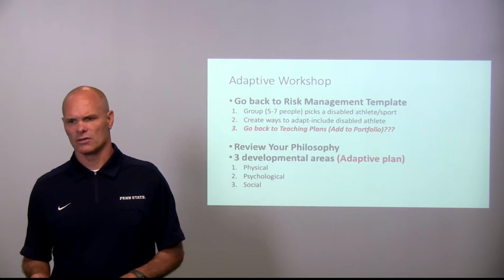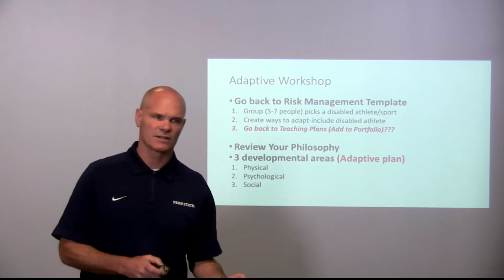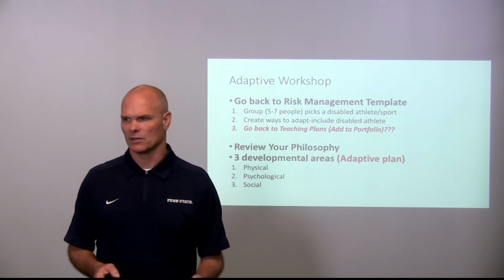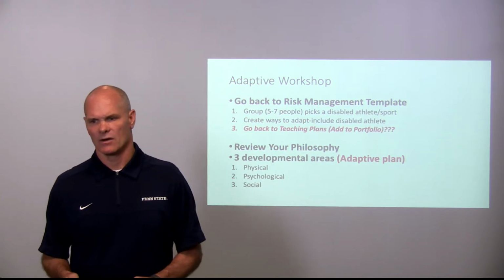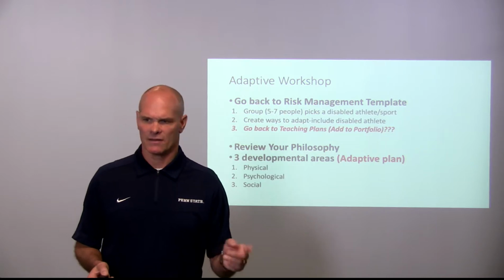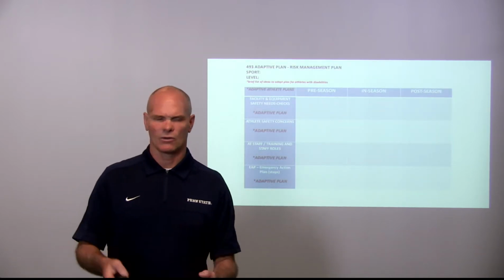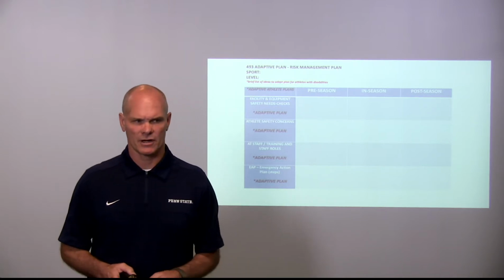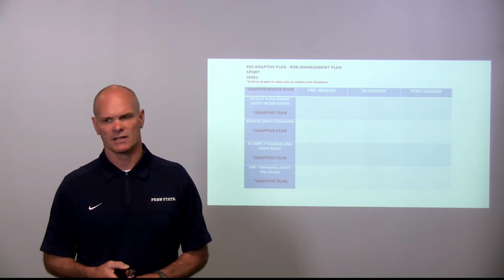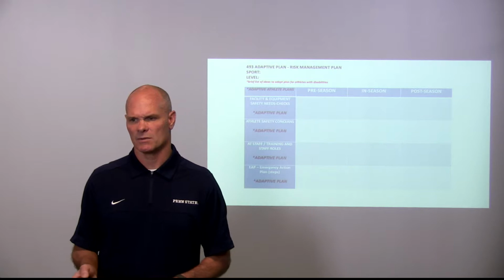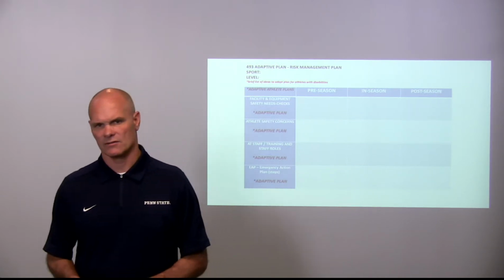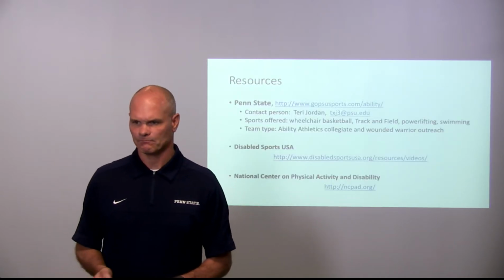So one of the things you want to do is simply go back to that template on risk management you made, and now add an adaptive quality. Again, think about the 3 developmental areas, but more importantly, look at ways to empower and incorporate and let that person lead in the design of your risk management plan. Again, find the positives versus the negatives.